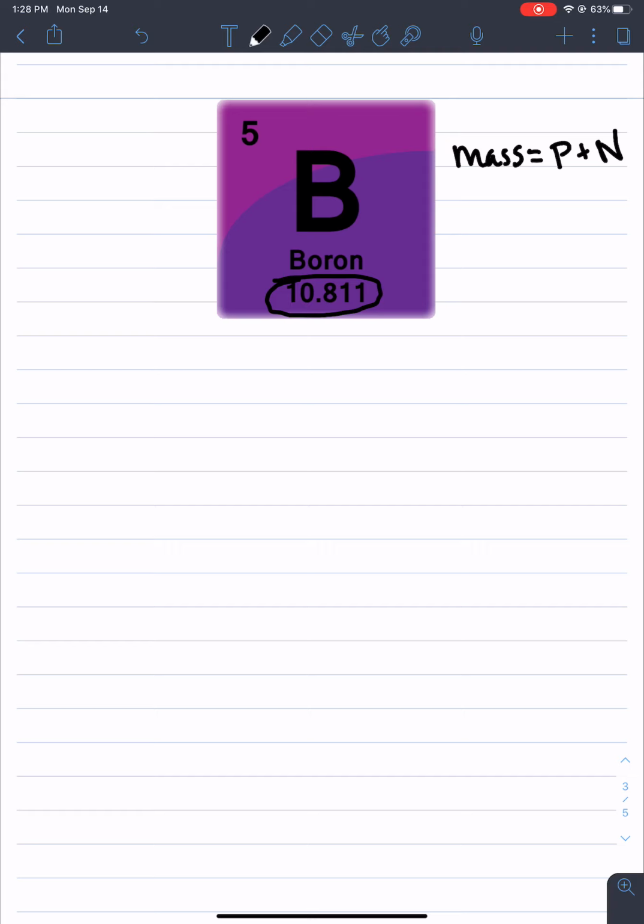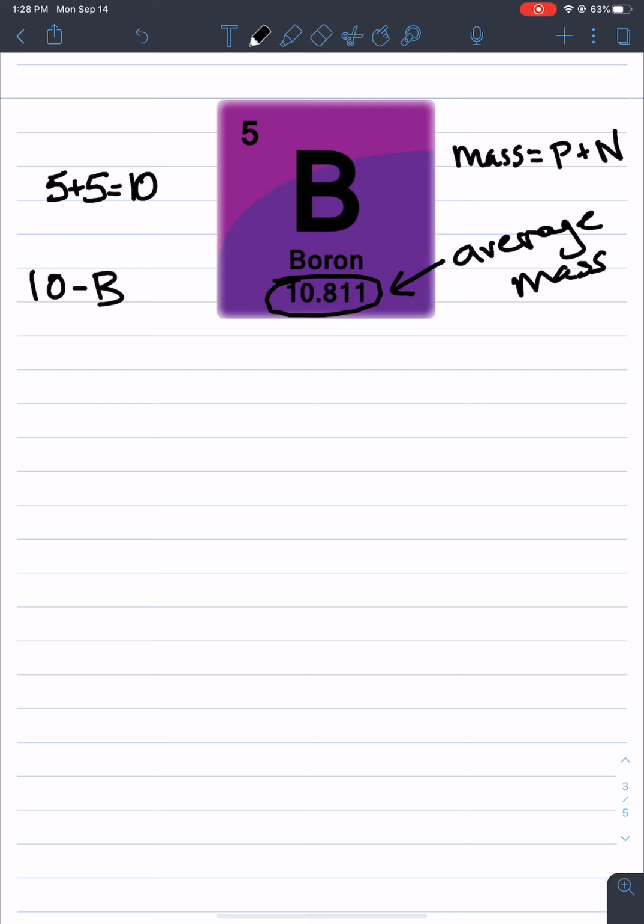So what this mass is, it's actually our average mass. It's the average of all the different isotopes of boron. So in nature, we have some boron atoms that are 5 protons plus 5 neutrons, so they have a total of 10. So its mass is 10 boron. And we also have some that are 5 protons and 6 neutrons, so it has 11. So 11 boron. So you have some isotopes that are 10 boron and some that are 11 boron, and they have different percentages of each.